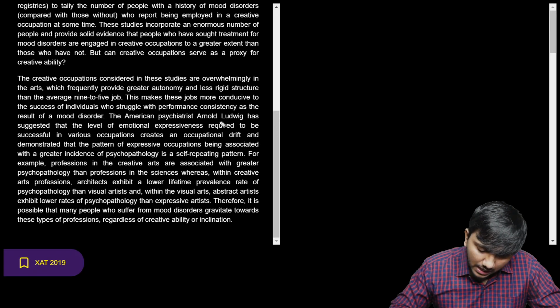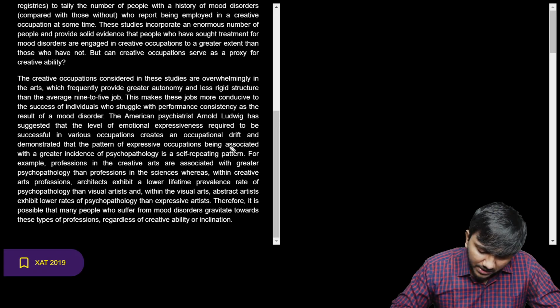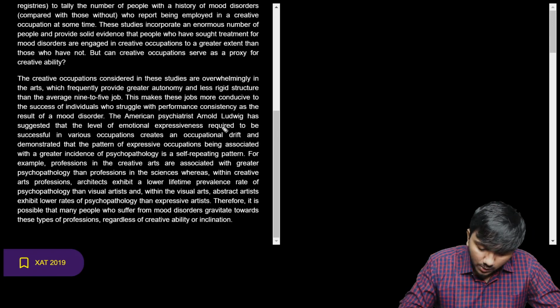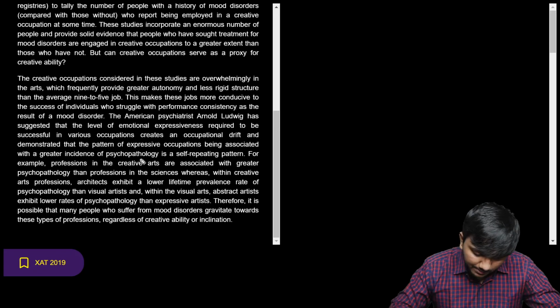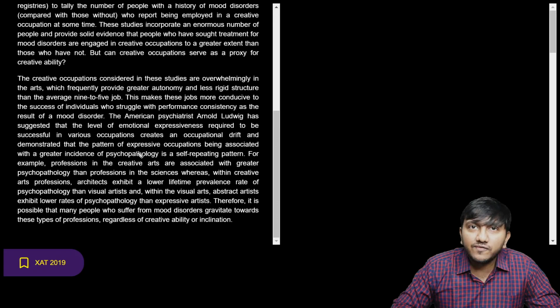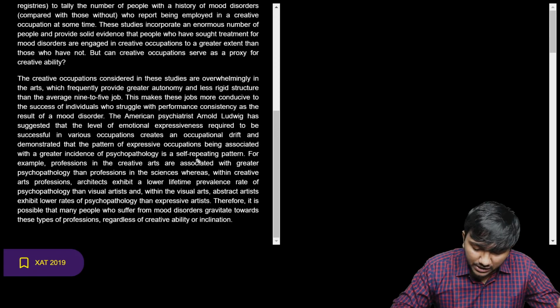The American psychiatrist Arnold Ludwig has suggested that the level of emotional expressiveness required to be successful in various occupations creates an occupational drift, and demonstrated that the pattern of expressive occupations being associated with a greater incidence of psychopathology is a self-repeating pattern. Okay, the level of emotional expressiveness required in a particular job kind of decides what kind of people come to that job, and this guy is able to see some kind of correlation. So if the occupation requires more expressiveness, then there is greater incidence of psychopathology in those occupations.